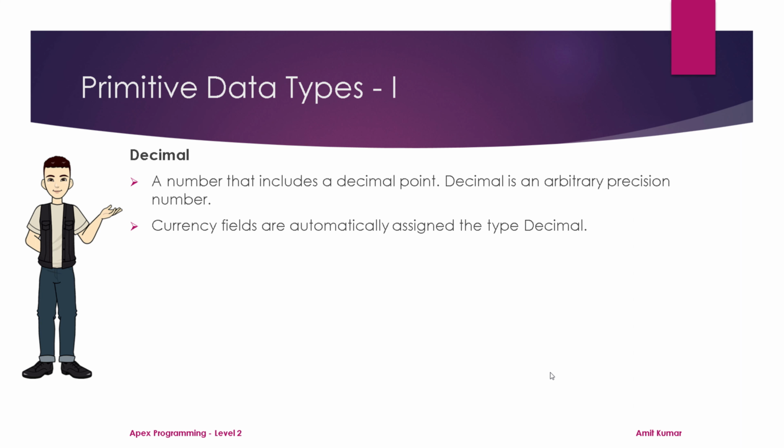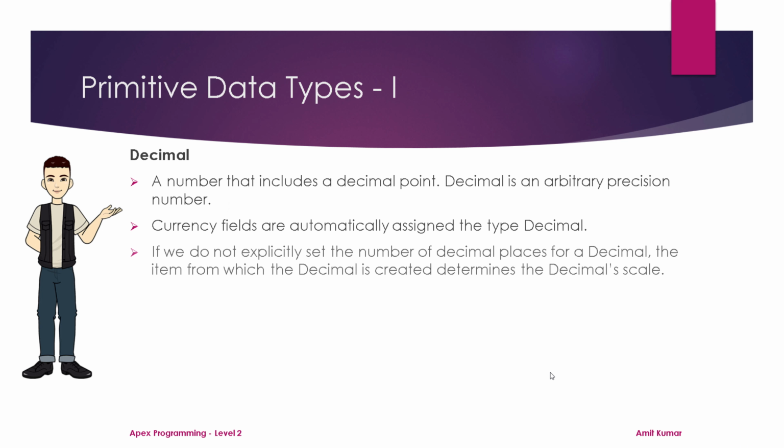Currency fields are automatically assigned to the type decimal. So if you are going to create currency fields in your Salesforce org, they are automatically assigned to the type decimal. If we do not explicitly set the number of decimal places for a decimal, the item from which the decimal is created determines the decimal scale.